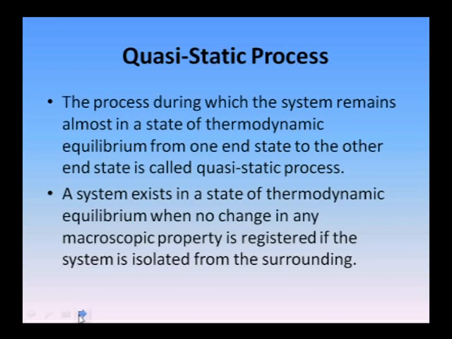Next, let us understand quasi-static process. The process during which the system remains almost in a state of thermodynamic equilibrium from one end state to the other end state is called a quasi-static process. That means that during the change of state, the system will remain in the equilibrium state. There will never be an unequilibrium condition. A system exists in a state of thermodynamic equilibrium when no change in any macroscopic property is registered if the system is isolated from the surroundings.